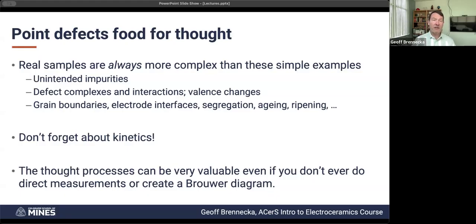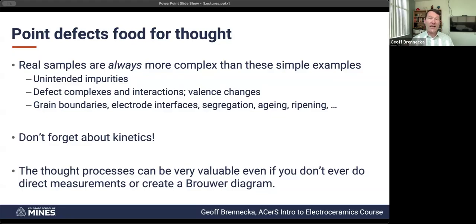Keep in mind, real samples are always more complex than these simple examples. Shannon's already given us one example in her question about three wildly different phases that are going to be present. How is that going to affect things? Well, we're going to have to break it down into each individual component and see how each of those is going to react, and then look at interfaces between them. The examples I've given you here are really just the baseline starting point.